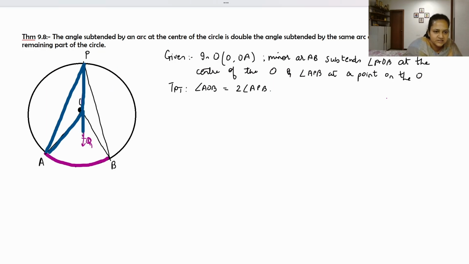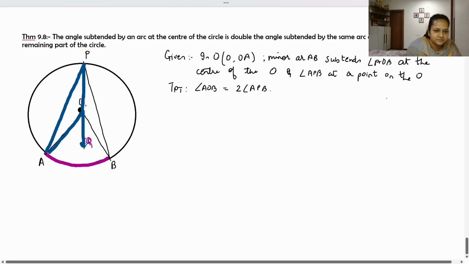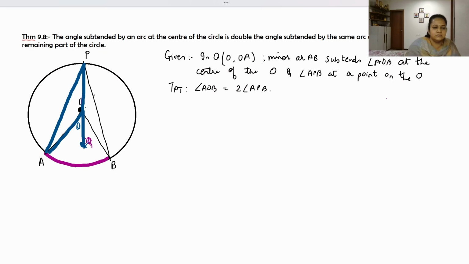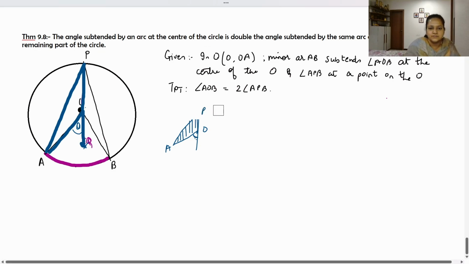In this triangle, what do we see? We see that this is the center of the circle O. This is point Q, P, A. Can we say that AOQ is the exterior angle? Right? It's like this. AOP is the triangle that we are looking at, and we are saying this is the exterior angle. I hope it is understood.